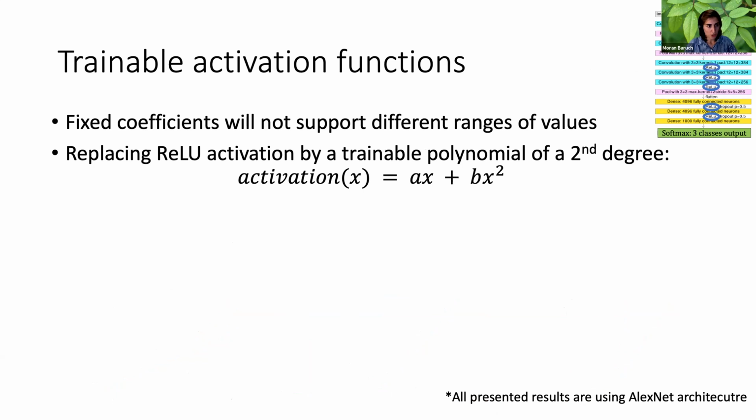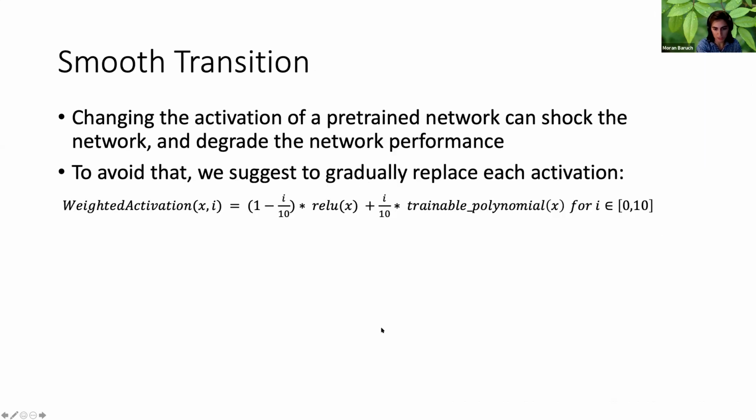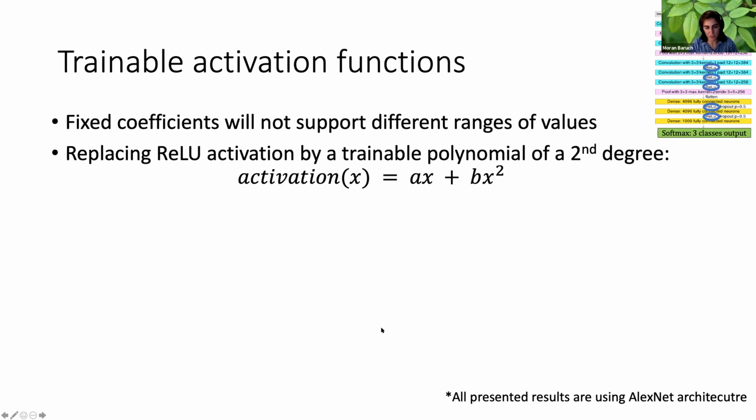The first method I'm going to show is called the trainable activation function. So instead of using fixed coefficients that will not support different ranges of values, we would like to let the network choose the right activation. I forgot to mention that, as we said before, we are limited in the number of multiplications. We would like to use only a polynomial of second degree to avoid bootstrapping. So here we have a polynomial activation of second degree.